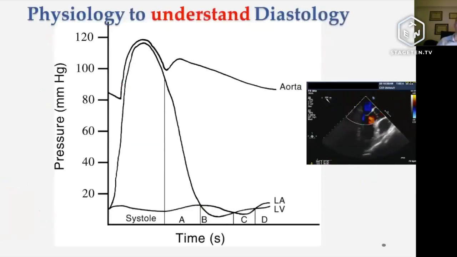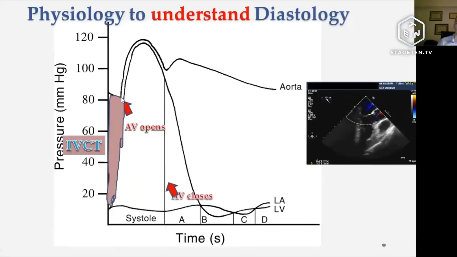You are all familiar with that. During this phase, before the ejection, the left ventricle pressure rises, and when it becomes higher than the pressure in the aorta, the aortic valve opens. There is ejection of blood through the aortic valve into the systemic circulation. And when the pressure in the left ventricle drops below the aorta, the aortic valve closes. And now we start diastole.